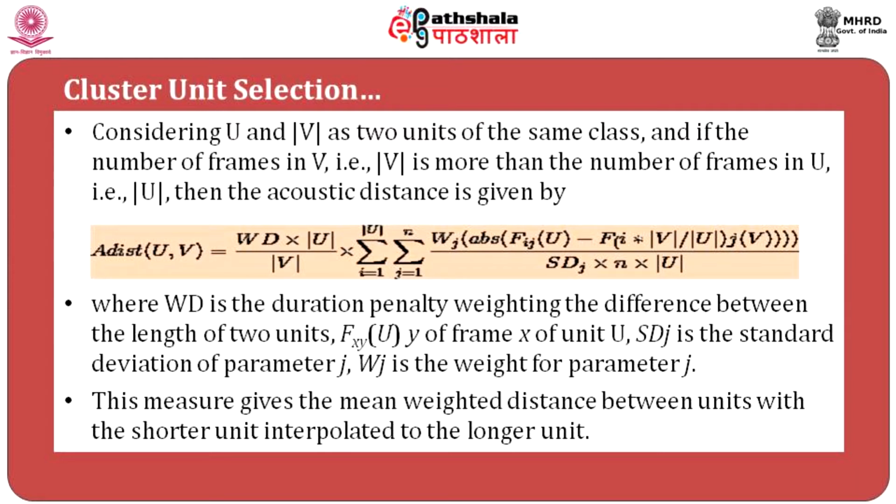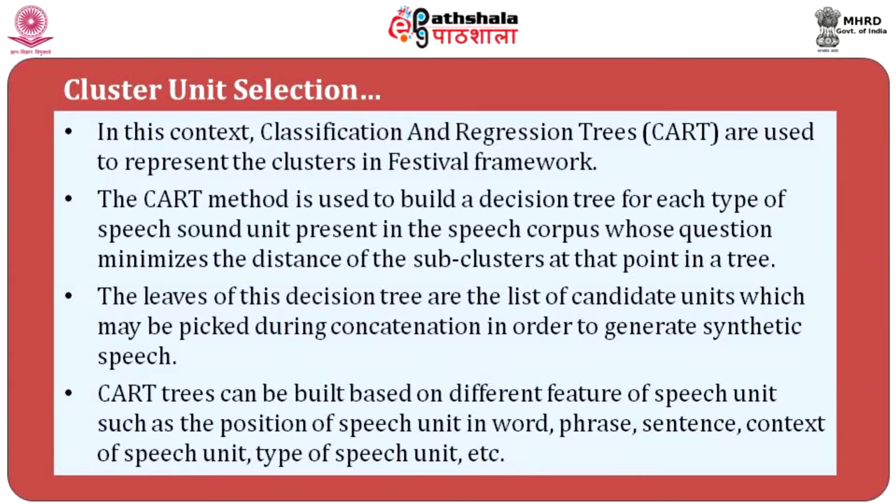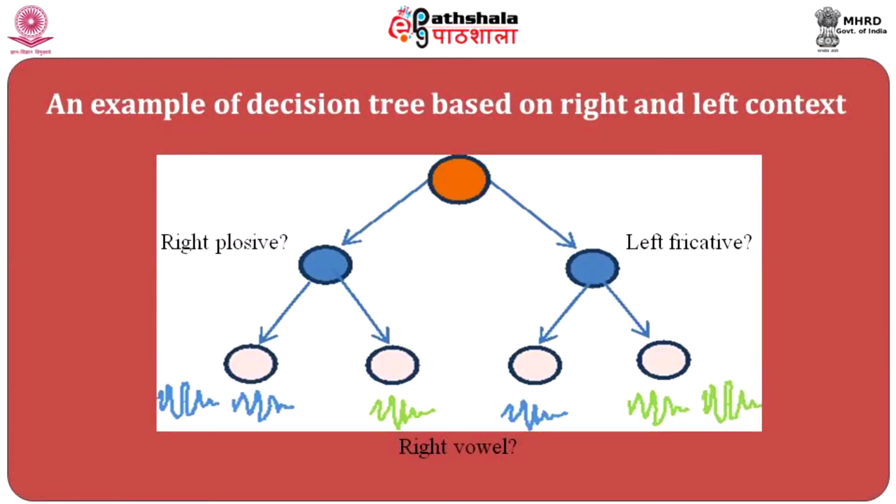Now, in this context, classification and regression trees are used to represent the clusters in the Festival framework. The CART method is used to build a decision tree for each type of speech sound unit present in the speech corpus, whose question minimizes the distance of the subclusters at that point in the tree. The leaves of this decision tree, let me show you the decision tree first. Now you can see the tree. So the leaves of the decision tree are the list of candidate units which may be picked during concatenation in order to generate synthetic speech.